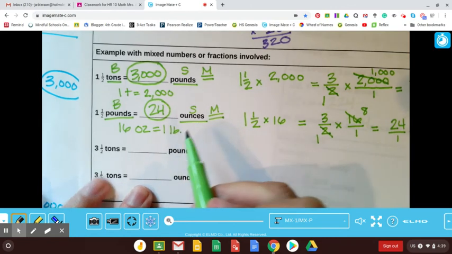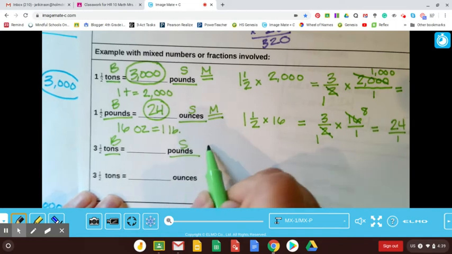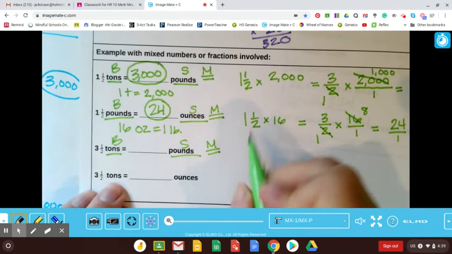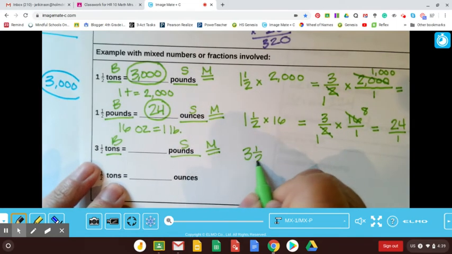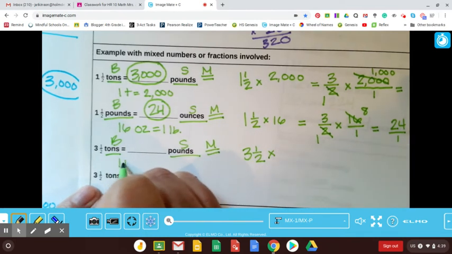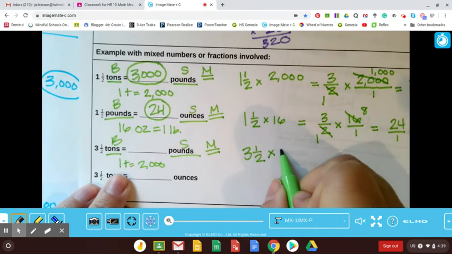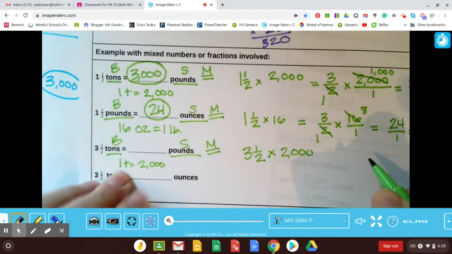Here's our next one. We're going from tons to pounds, big, small, multiply. So we have 3.5 tons times, what are we going to multiply by? Well, 1 ton equals 2,000 pounds. So we're going to multiply by 2,000.